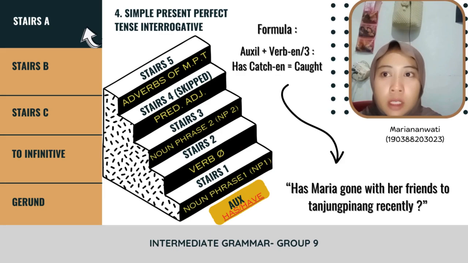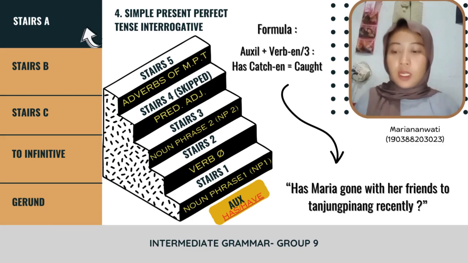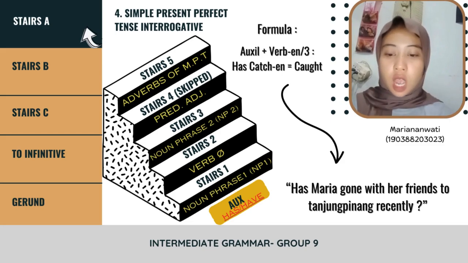Okay, the next slide is simple present perfect tense interrogative or question, yes or no. Simple present perfect tense interrogative have a one formula. The formula is auxiliary plus verb en or verb 3, has, catch, and or caught. They have a simple present perfect tense question, yes or no, have 6 stairs.